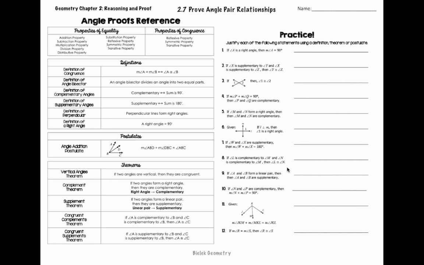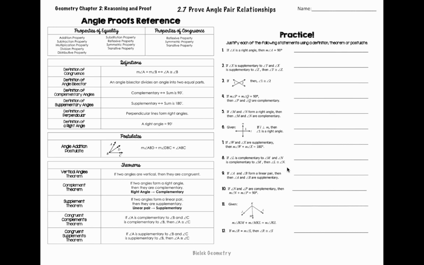So nothing you need to fill in, but there's also a definition of congruence for angles. So if two angles are equal, they're congruent. There's a definition of an angle bisector. So if you have an angle bisector, it means it splits the angle into two equal parts. Complementary means the sum is 90. Supplementary means the sum is 180. Perpendicular means that the lines form right or 90-degree angles. Definition of a right angle is that it is 90 degrees.